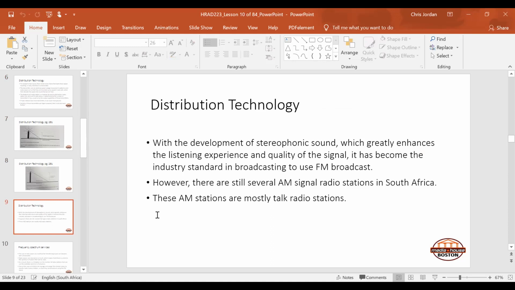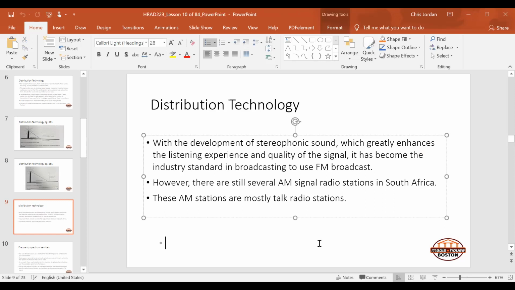We had a long discussion about AM frequencies and a lot of the stations there that could be really great. In their own capacity, a lot of them are quite great, community based, obviously, and I would say also culturally based, and maybe falling under the psychographic as opposed to demographic. Anyway, there are several AM radio stations in South Africa, and these AM radio stations are mostly talk radio stations. I'm going to stop there for the moment.